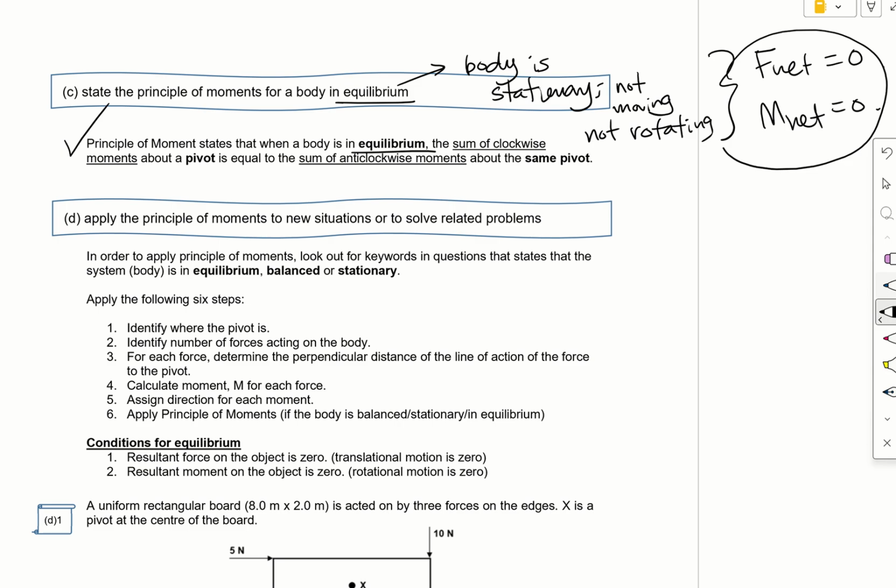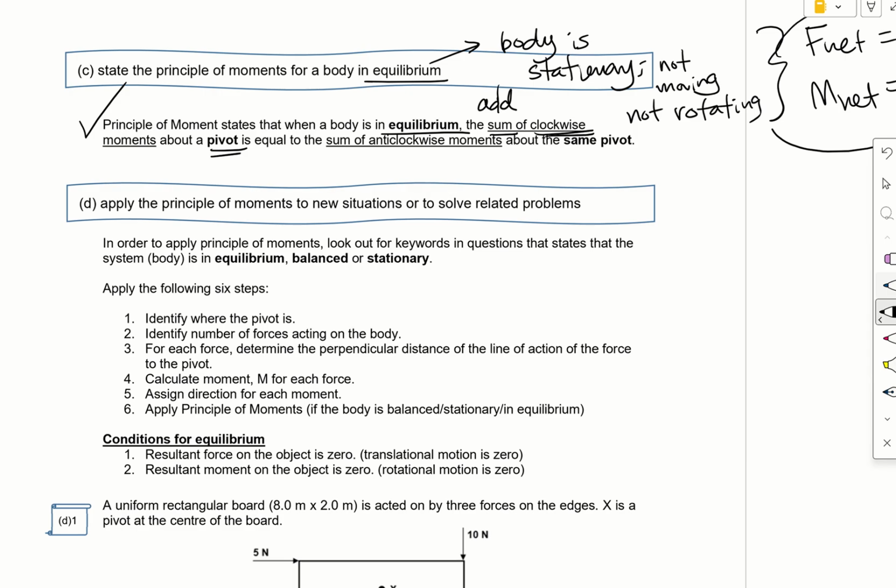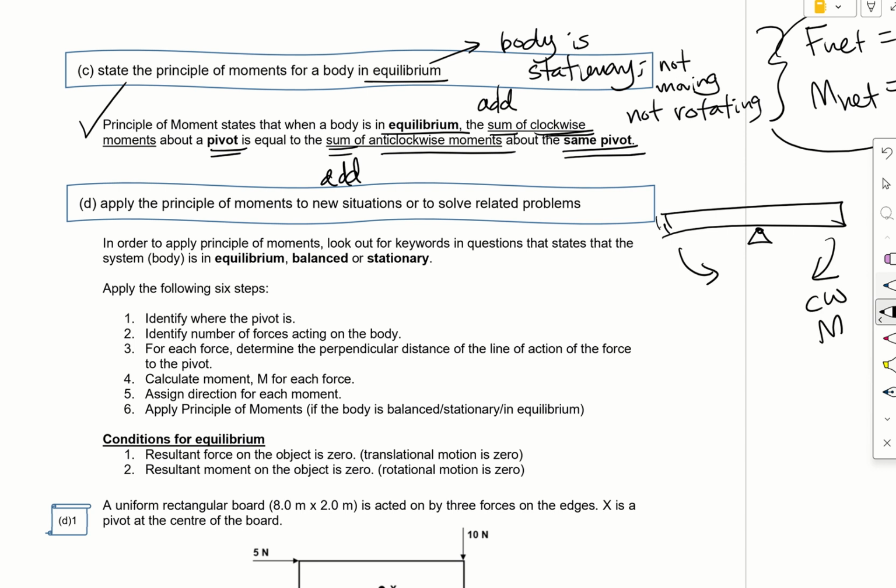It says that when a body is in equilibrium, the sum, which is you add up, what do you add up? You add up all the clockwise moments about a pivot is equal to the sum of anti-clockwise moments about the same pivot. That means with this same pivot, if I have a pivot here, you have played with a seesaw before, and in order for this seesaw to balance, the sum of clockwise moments must be equal to the sum of anti-clockwise moments. So basically, when you played seesaw in your younger days, you have actually applied the principle of moments. So that's all for success criteria A, B, and C.